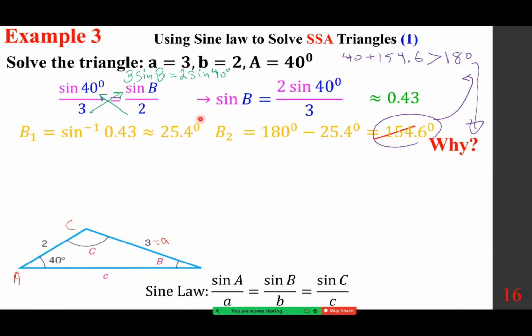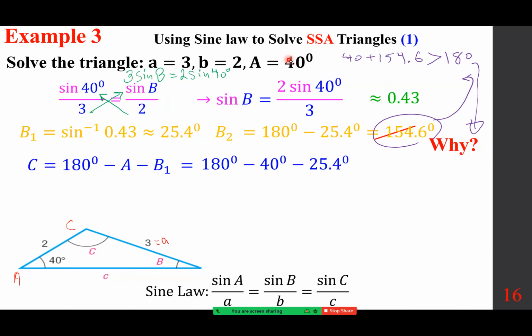The reason we put B1 is because we have to check it out. B is 25.4. So what is C? Add these two, subtract it from 180. That means subtract 65.4 from it, you get 114.6 degrees.